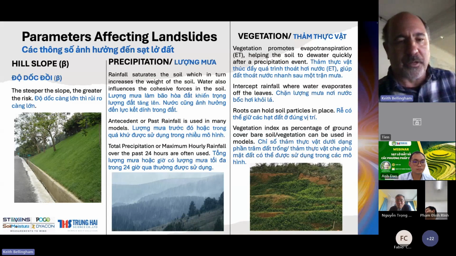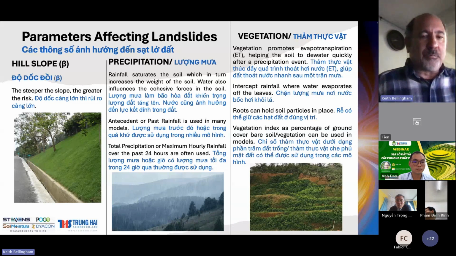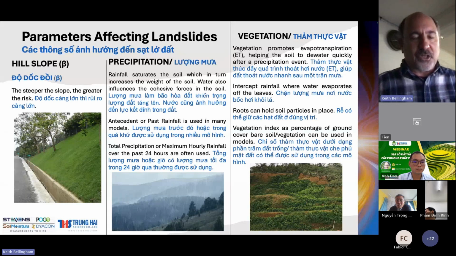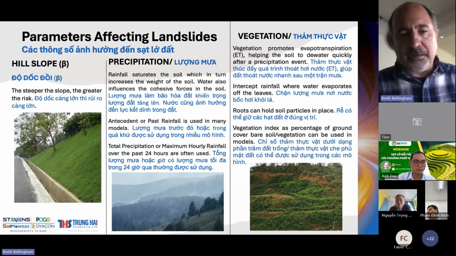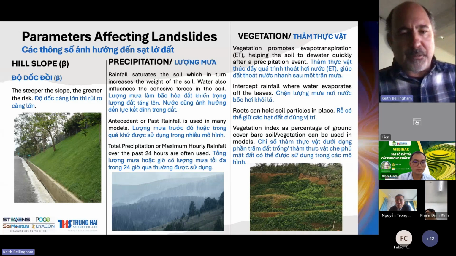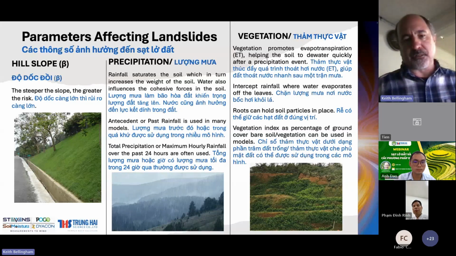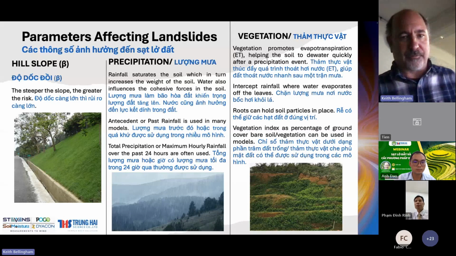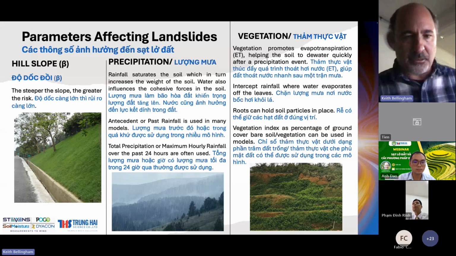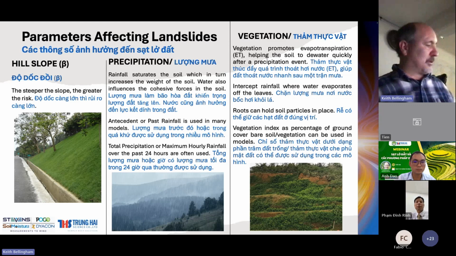The roots play a major role in holding the soil particles in place. In a number of models, there are vegetation indexes or indices for maybe the fraction of bare soil versus vegetation, and in some cases, the types of vegetation have different indices as well to characterize how vegetated a slope is.